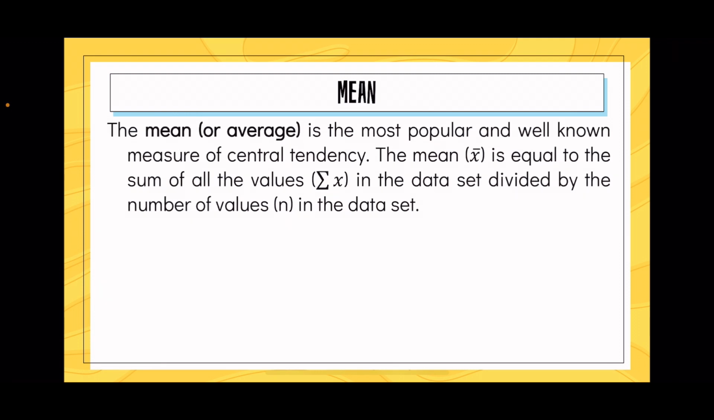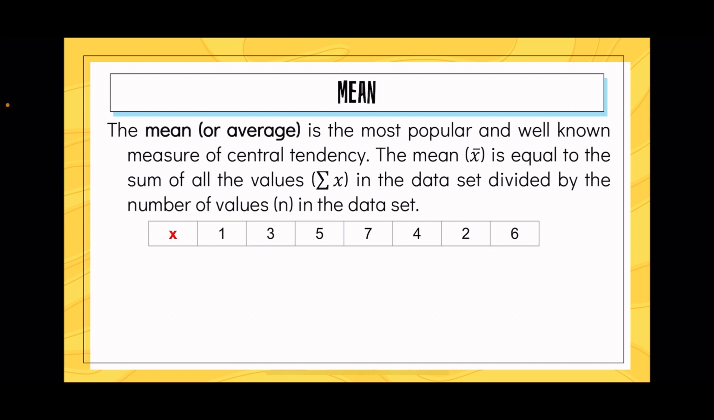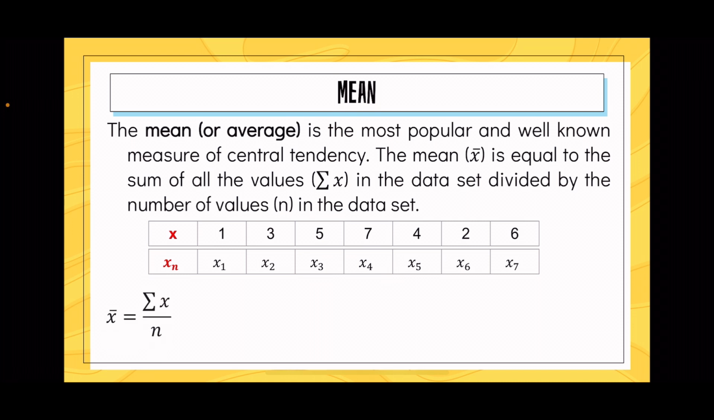So the mean or average is the most popular and well-known measure of central tendency. The mean, x bar, is equal to the sum of all the values, the summation of x, in the data set divided by the number of values, n, in the data set. So we have here an example. X: we have 1, 3, 5, 7, 4, 2, and 6. And we have a total number of scores which is equal to how many? That is right. It's 7.